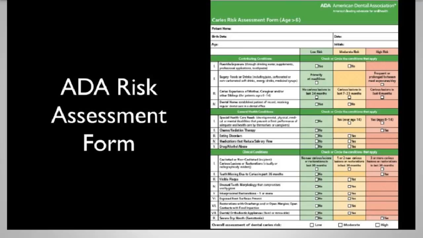The form is free for all members. It's available on the website. And this form takes into account contributing conditions, health conditions, and clinical conditions. After taking these factors into account, we can simply make an assessment in terms of the caries process.